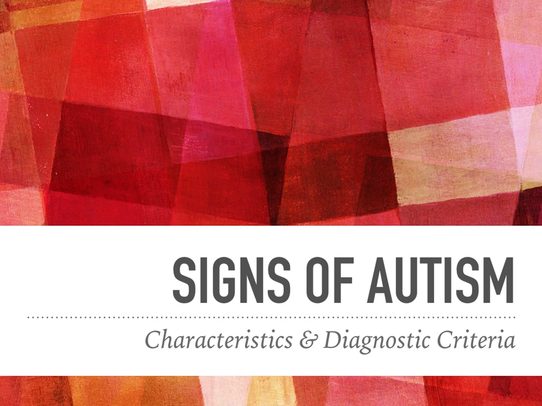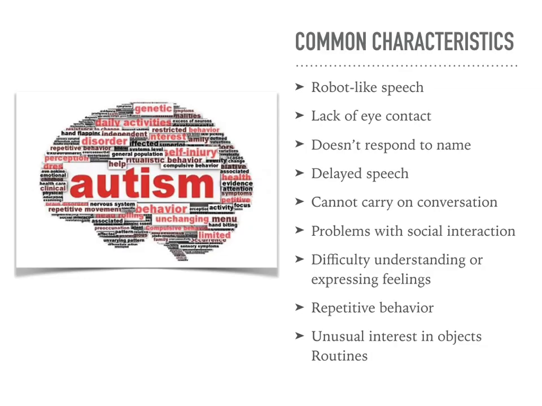First, I will discuss some of the common signs of autism as well as the criteria for diagnosing the disorder. Some common characteristics of children with autism include speaking in a robot-like voice or flat-toned voice. Children with autism also rarely make eye contact and lack certain social skills like sharing toys with playmates so that they too can enjoy the object.